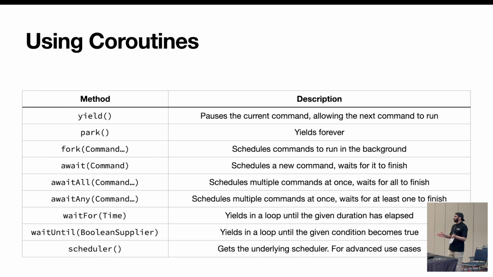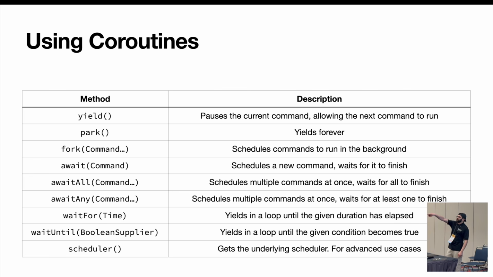So wait for, that's like a wait command right now. So you give it a certain amount of time you want to wait, and then it'll just yield in a loop until that time period has elapsed. Wait until some condition is reached, pretty basic. And then for anything that's not listed here, you can get access to the underlying scheduler object. So if you want to do something more advanced that coroutines don't provide for you naturally, you can pretty easily hook into the scheduler to get access to that.